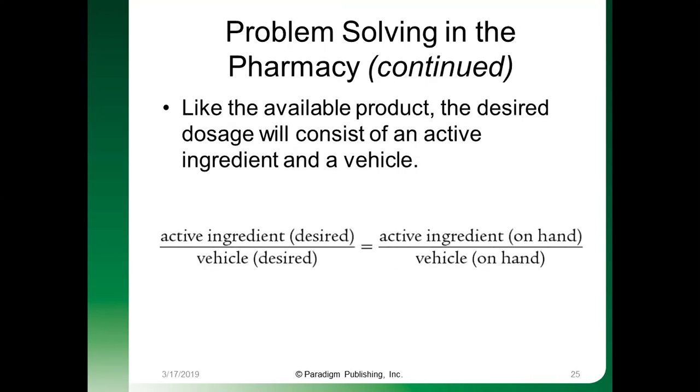So like the available products, the desired dosage will consist of an active ingredient and a vehicle. So the active ingredient desired over the vehicle desired should equal the active ingredient on hand over the vehicle on hand. Okay, so this is our ratio and proportion. Again, our units of measure are going to be the same on the top, or in the numerator, and our units of measure in the denominator are going to be the same.